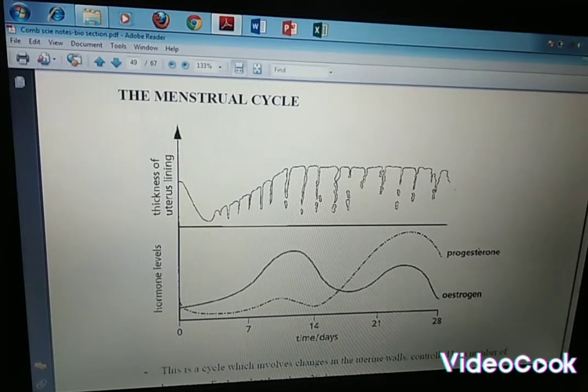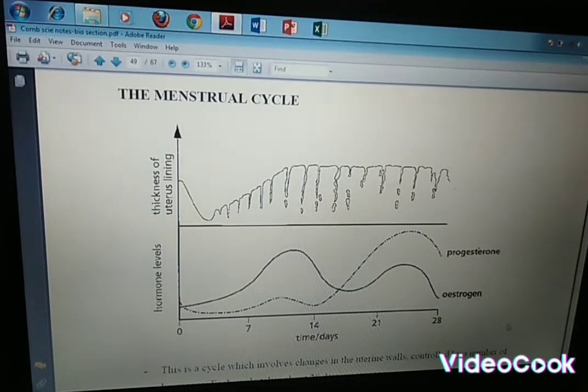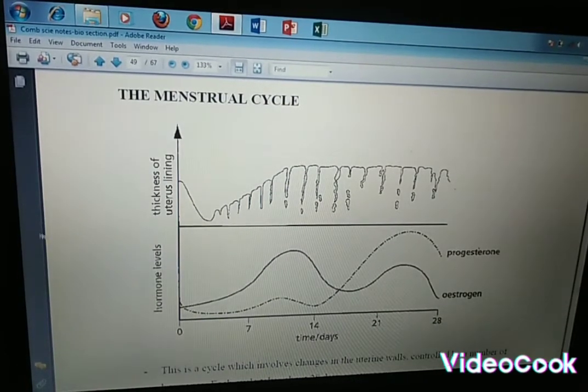Today we are looking at the menstrual cycle. So when we're talking of the menstrual cycle, we're simply saying, unfortunately, fertilization did not take place, but the egg has to be released anyway.